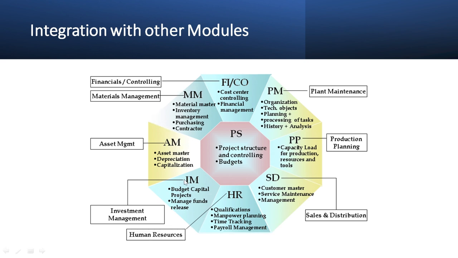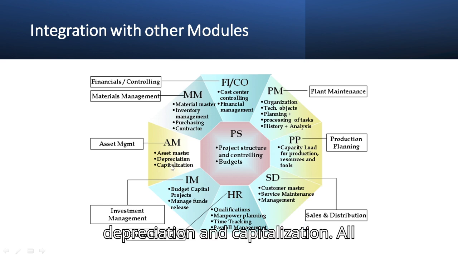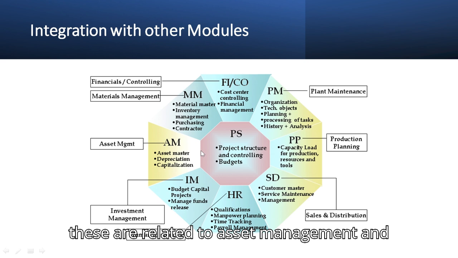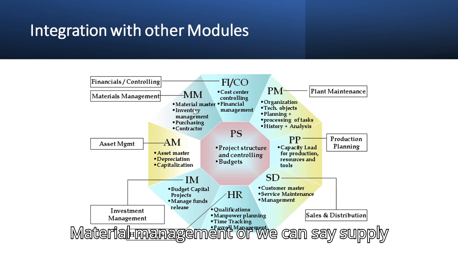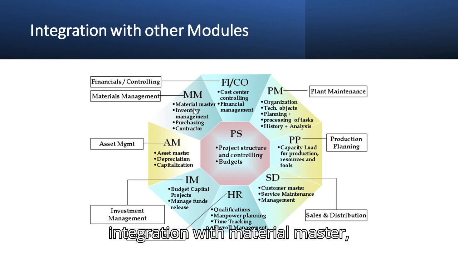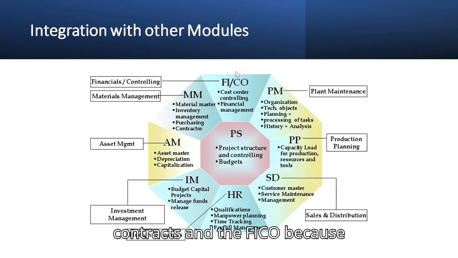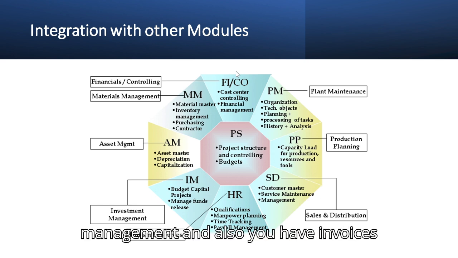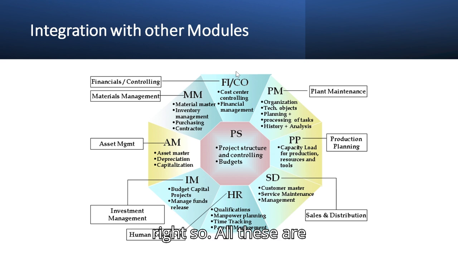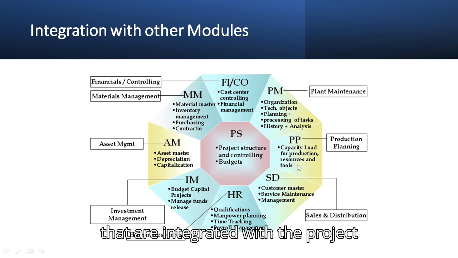Next we have asset management, which is asset master, depreciation and capitalization. All these are related to asset management and PS. Next is material management, or we can say supply chain management. Here we have integration with material master, inventory management, purchasing and contracts. And FICO. FICO is nothing but integration of cost center controlling and financial management, and also invoices, right? So all these are related with FICO, like finance and controlling. So these are all the modules that are integrated with the project systems.